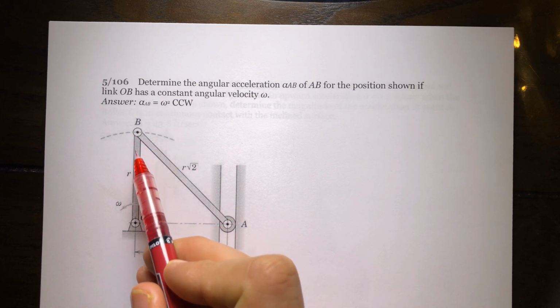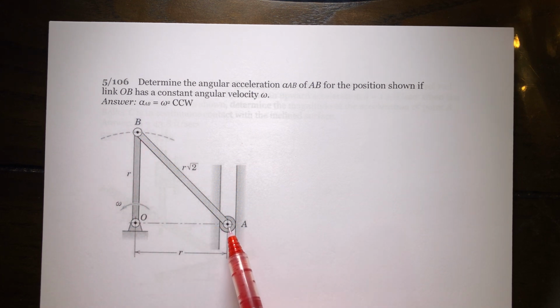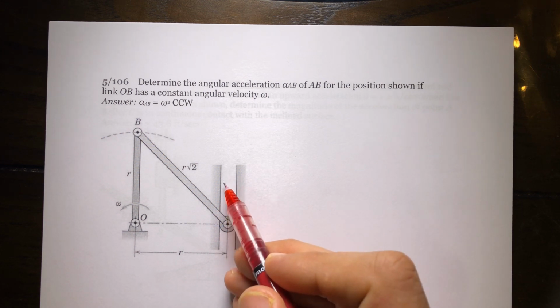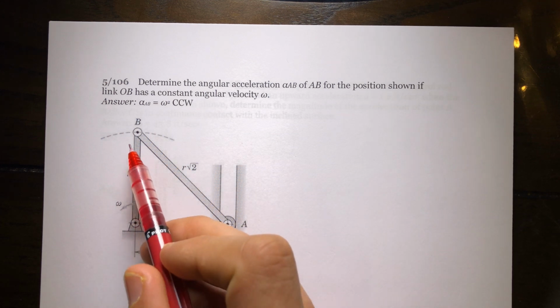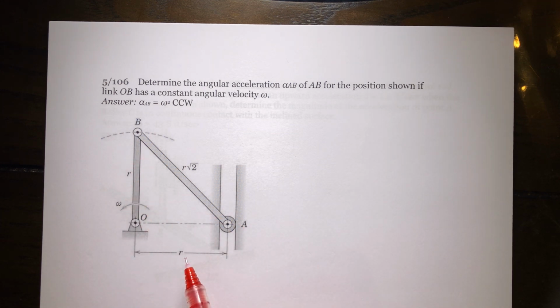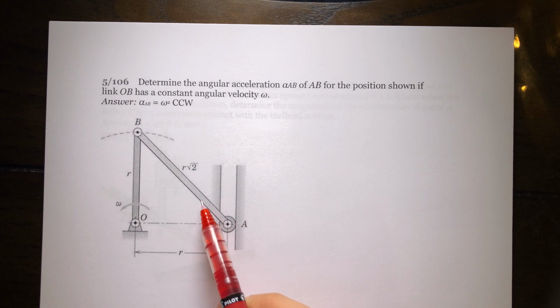AB is pinned to the first link from the other side at point A. It has a roller which is moving just in the vertical direction. So at this moment, when OB is in the vertical direction, the question is, what is the angular acceleration of AB? What is the angular acceleration of this link?